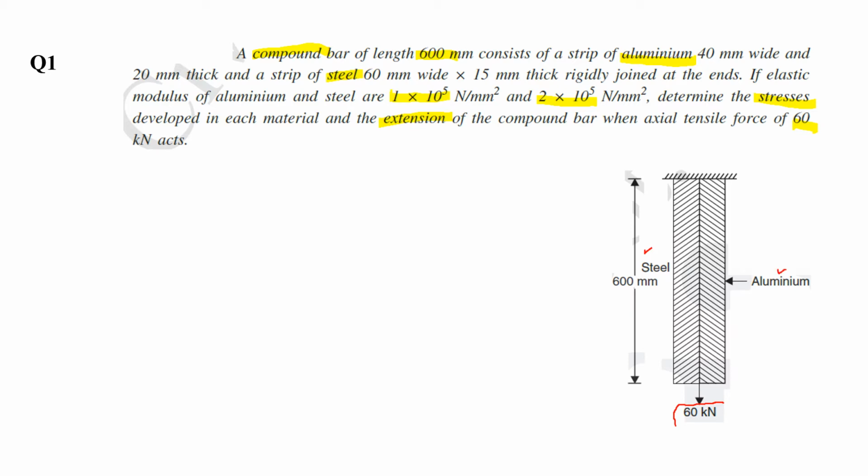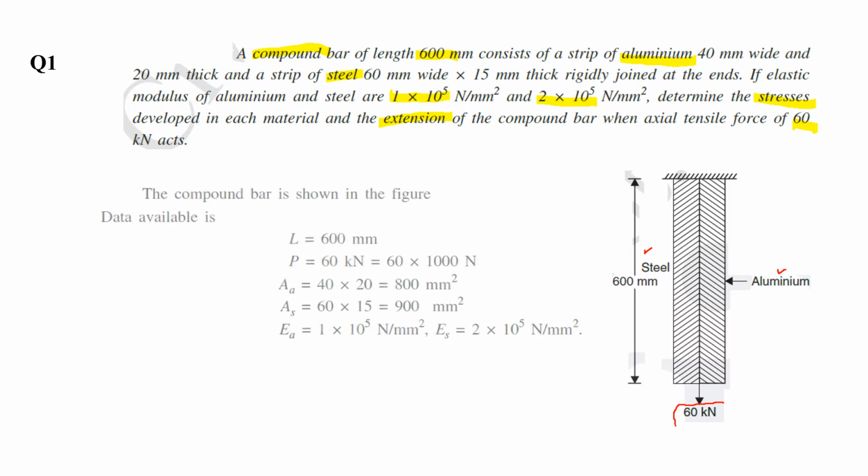This is a statically indeterminate problem because we need to find out the stresses in steel and aluminium. For that we should find out the force taken by steel as well as force taken by aluminium. We have two unknowns, that is the part of the load taken by steel and part of the load taken by aluminium. So we need to formulate two equations. We can formulate one equation from equilibrium condition and the other one from the compatibility condition.